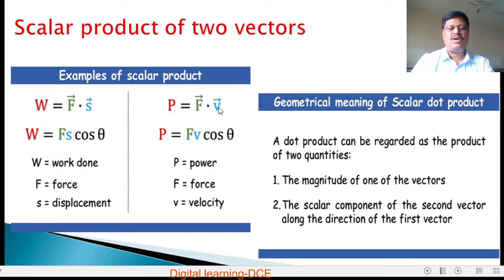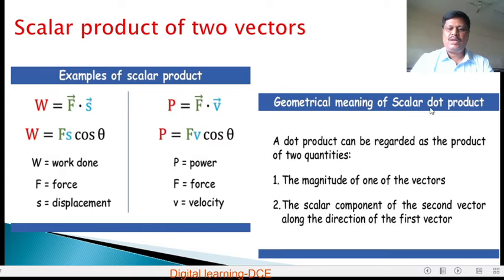Similarly, F dot V, where F is a force and V is the velocity, gives power. P represents power. Power is a scalar quantity, whereas force and velocity are vector quantities. On multiplying the two vectors, force and velocity, it gives power. So the magnitude of the work is given by Fs cos theta, because you already know that A dot B is equal to AB cos theta. So F dot S is equal to Fs cos theta. Similarly, power is equal to Fv cos theta.